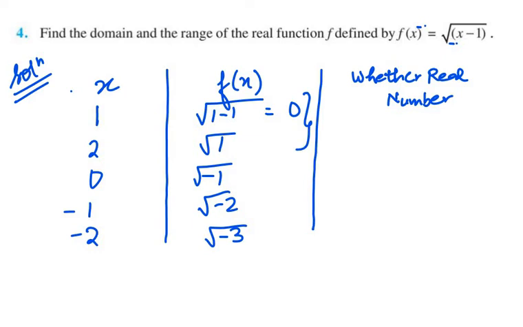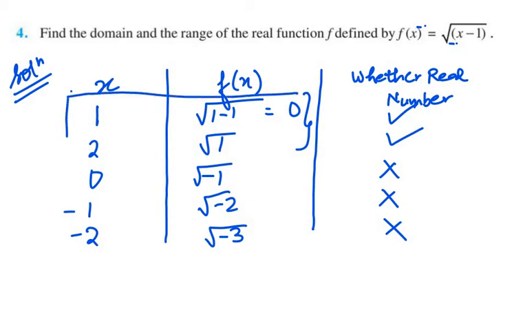Now if I take 0, it comes out to be under root of negative 1, so it is not a real number. At minus 1 again it is not a real number. Again at minus 2 it is not a real number. But in the case of 1 it is a real number, and at 2 it is again a real number. So only at x greater than or equal to 1 will the value be a real number, and at that condition my f(x) will always be positive.